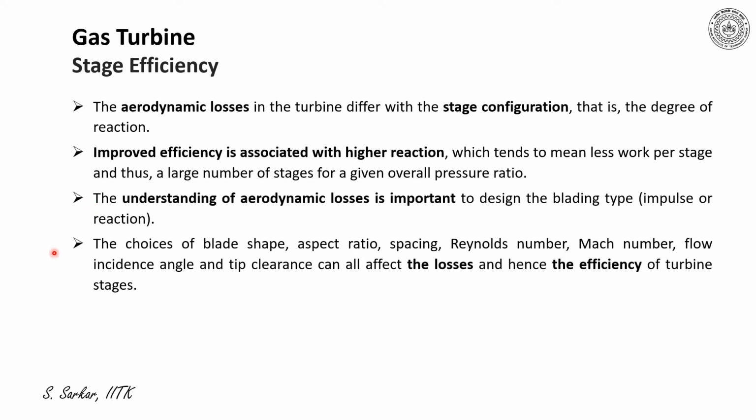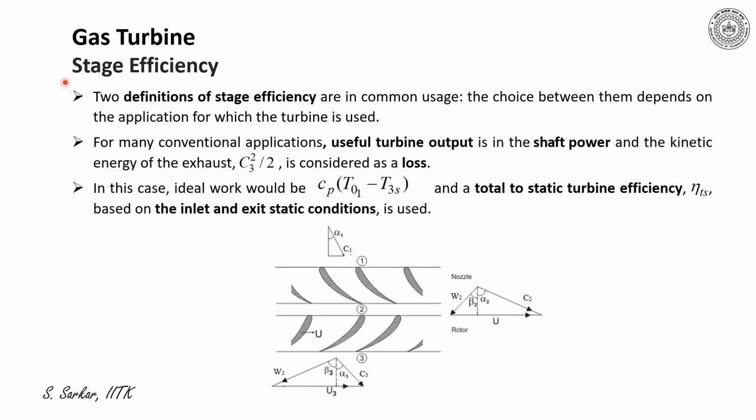Furthermore, the choice of blade shape, aspect ratio, spacing, Reynolds number, Mach number, flow incidence angle, tip clearance can all affect the losses and hence the efficiency of turbine stages. Please note that two definitions of stage efficiency are in common usage. The choice between them depends on the application for which the turbine would be used.